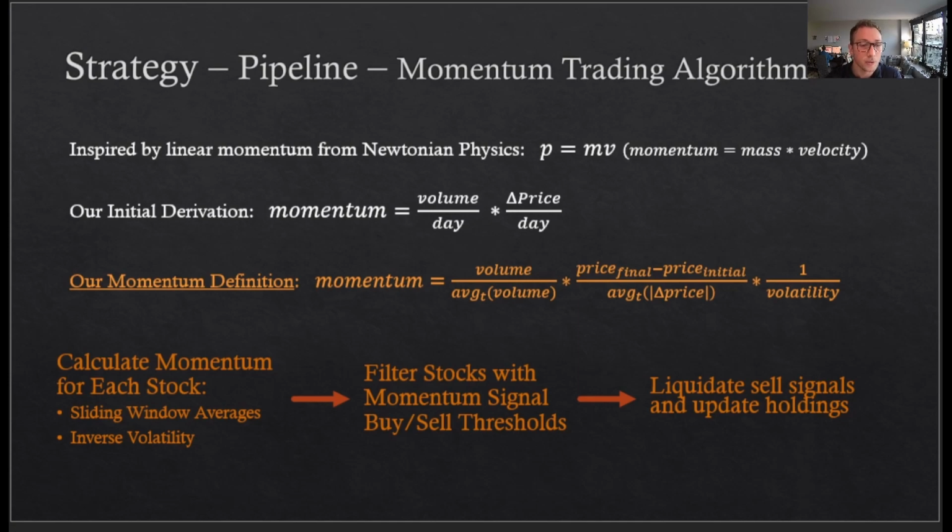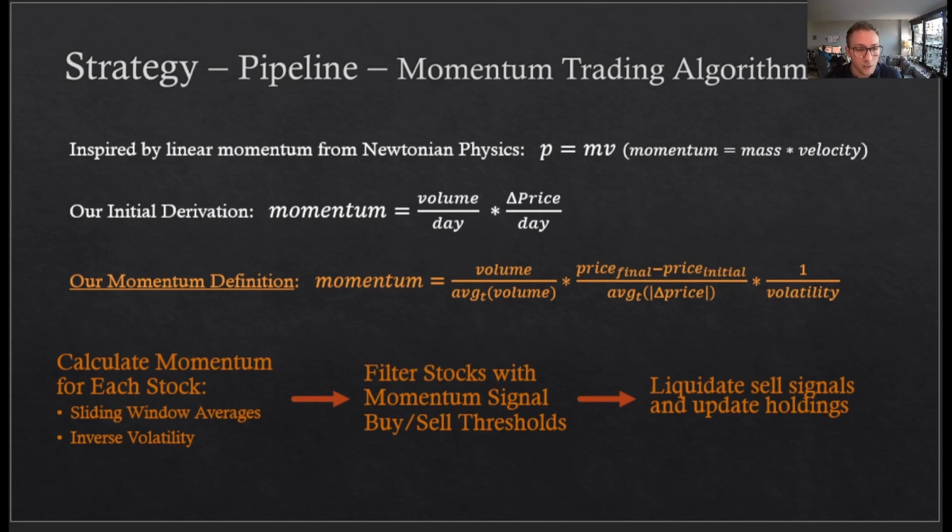So walking through our derivation, we use a stock's daily traded volume to represent the mass from the physical equation, and we use the stock's daily change in price to represent velocity. We also divide both the volume and the change in price by a sliding window average as an attempt to minimize any intraday market bias.